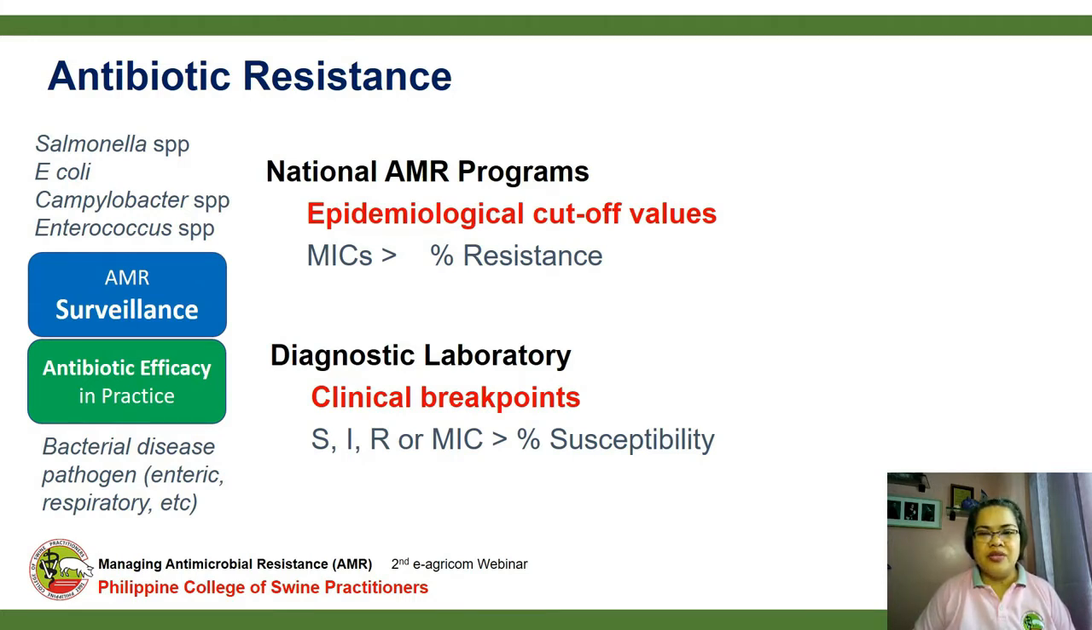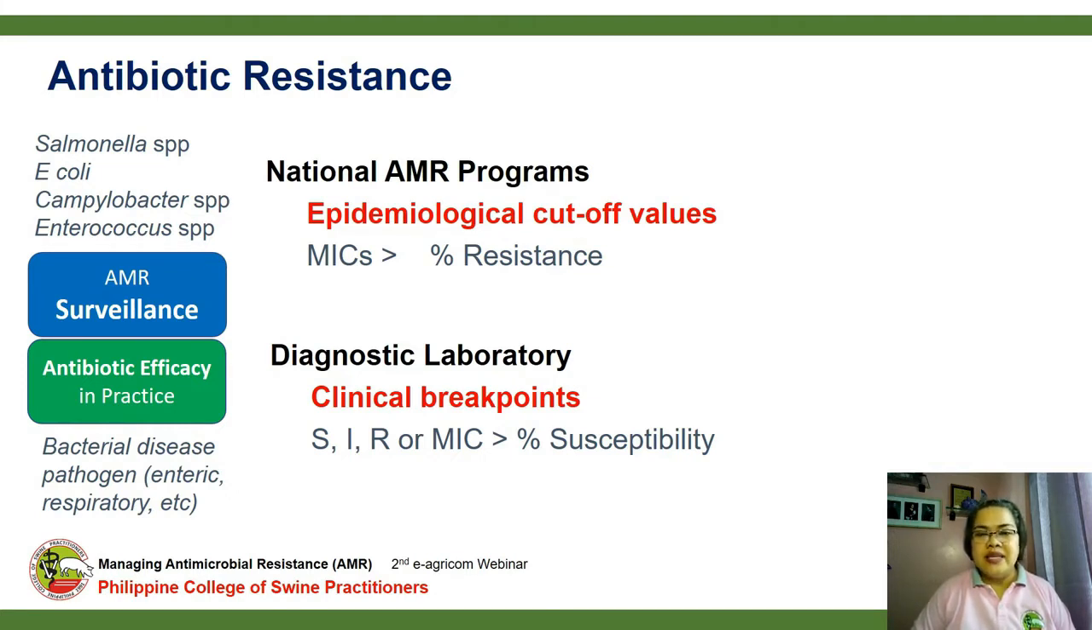These country reports will use the epidemiological cutoff value because they're looking at populations, determining if the percentage of resistant bacterial isolates to a specific antibiotic is already a big concern. So, interpreting such reports must be done with caution and changes in these cutoffs noted.